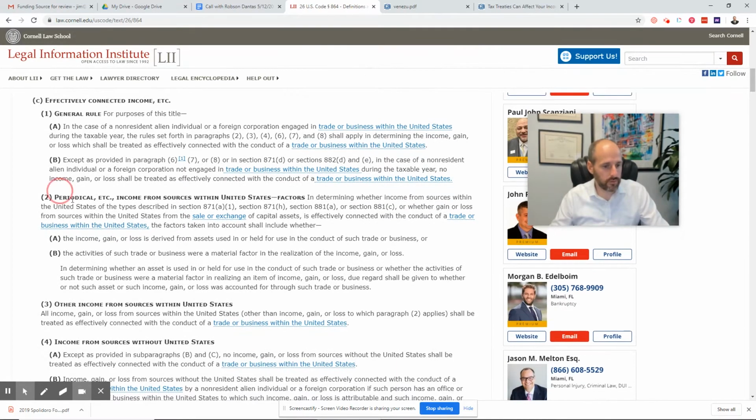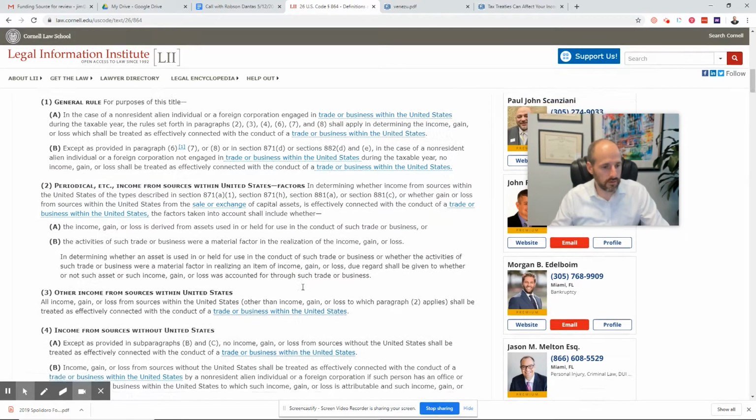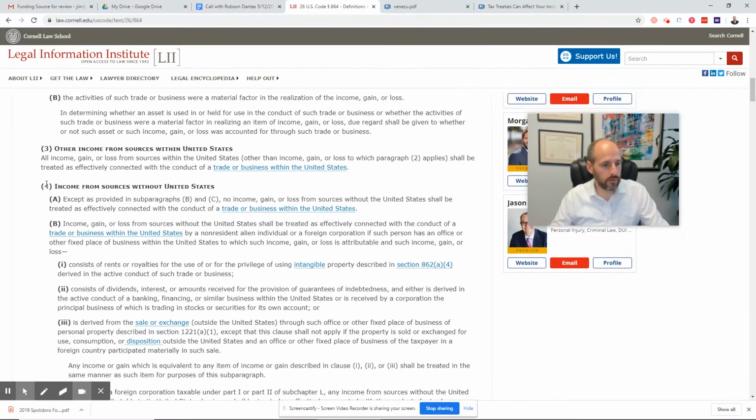Okay, so periodical income, we're going to skip this. And I want to go down to income from sources without the United States. So except as provided in B and C, no income, gain, or loss from sources outside of the United States shall be treated as effectively connected income with the conduct of a U.S. trade or business. And then we go to B.